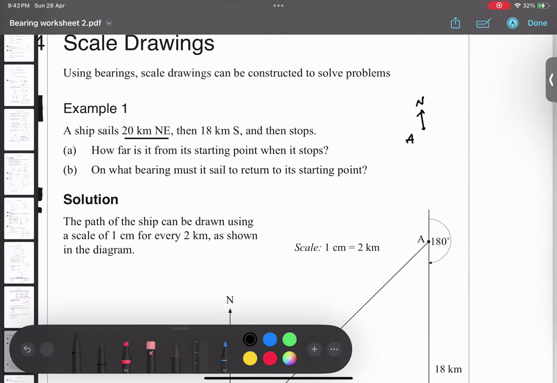So north east is what? NE, towards the right side, in the middle, on the top. Yeah, this direction. So what is this angle? That'll be 45. 0, 4, 5, when we are talking about bearings. Okay.